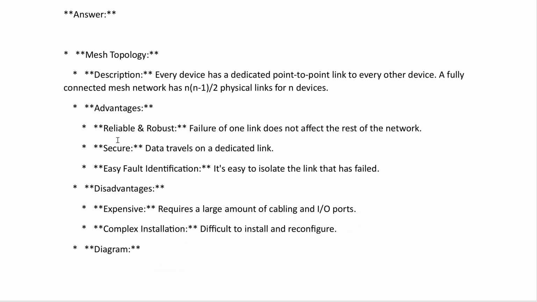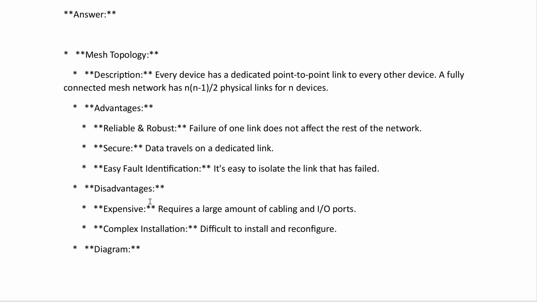The advantages of mesh topology are: mesh topology is reliable and robust, that is, failure of one link does not affect the rest of the network. Mesh topology is also secure, as data travels on a dedicated link, providing security. Mesh topology also provides easy fault identification, as it is easy to isolate the link that has failed.